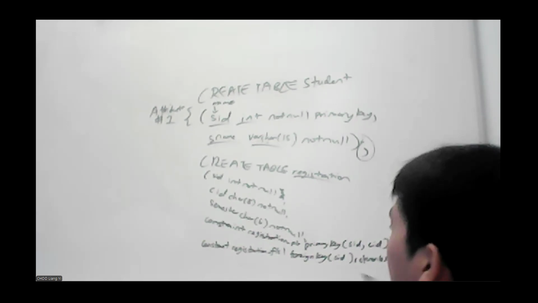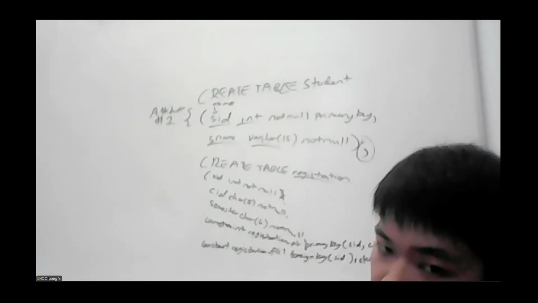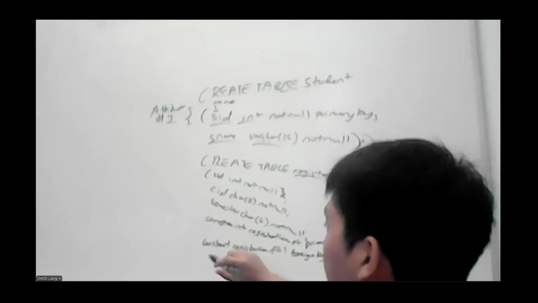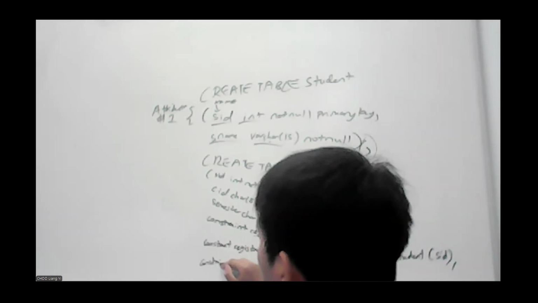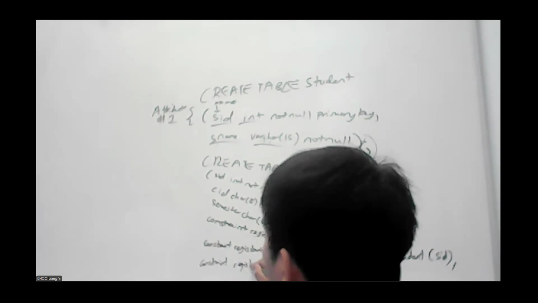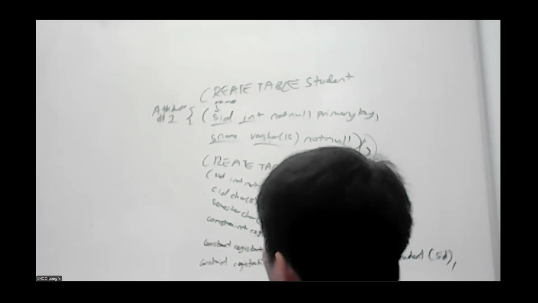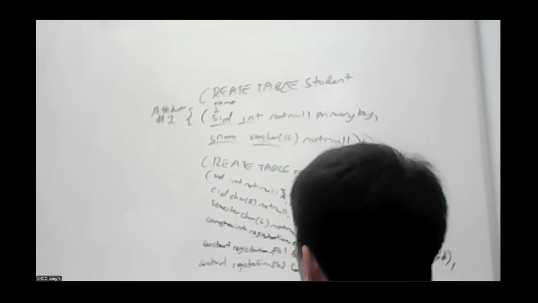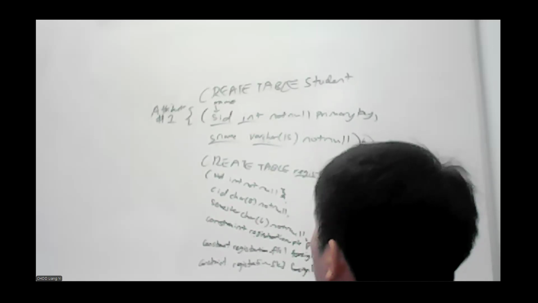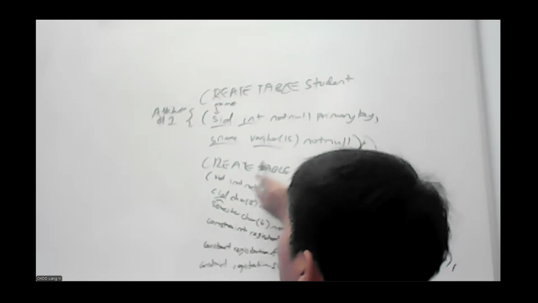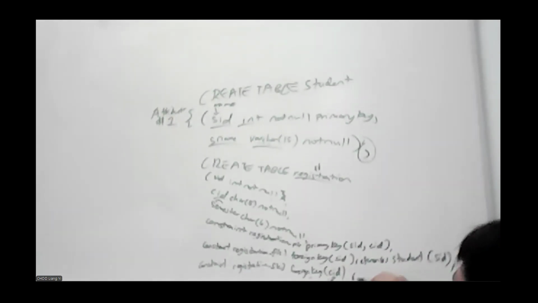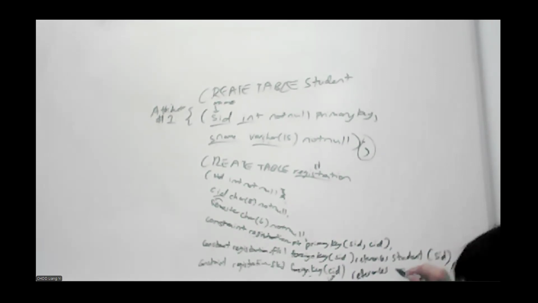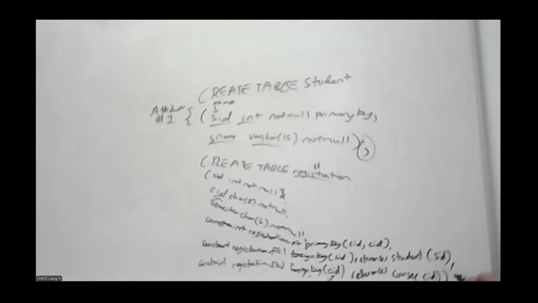Then the last one. Because your registration primary key is a composite primary key, you have two foreign keys. So one more constraint: registration foreign key 2, foreign key CID, which is course ID. This foreign key CID is the one here in the registration table. It references the course table, course ID. Then after that, all this is done, then semicolon.